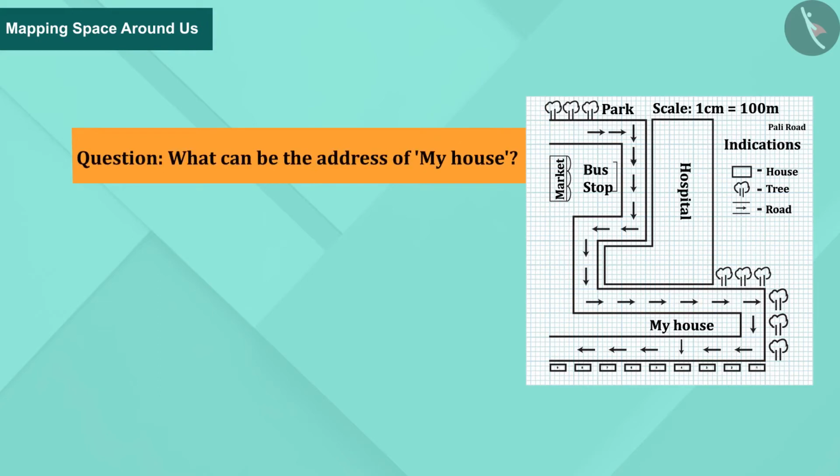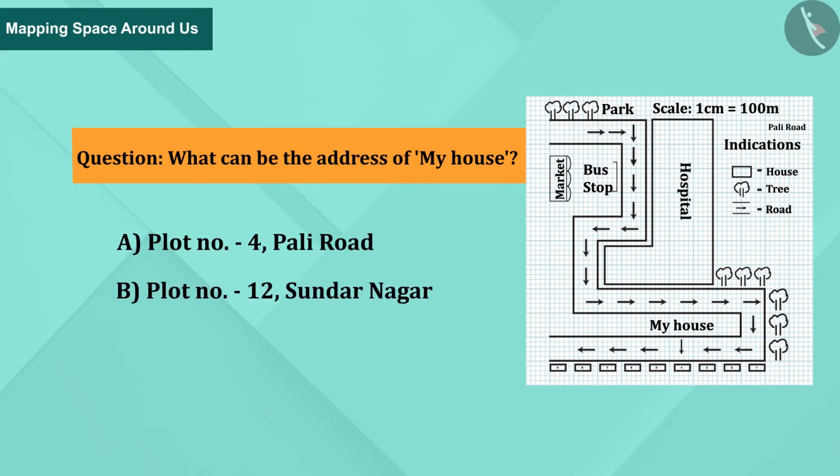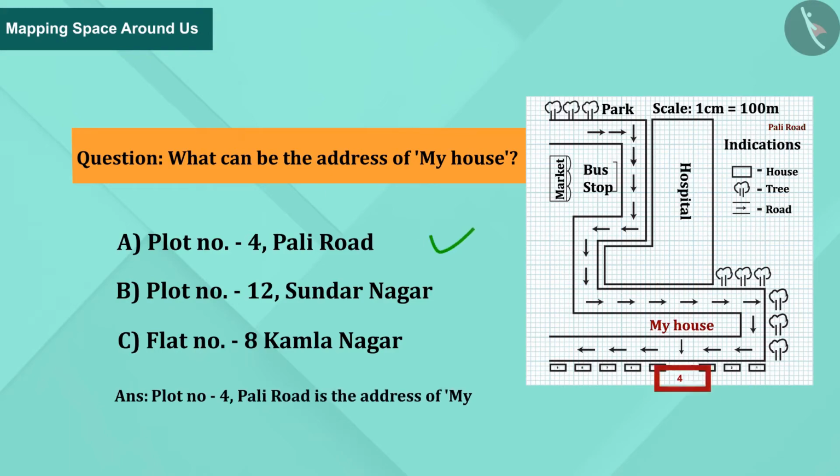What can be the address of my house? A. Plot number 4, Pali Road. B. Plot number 12, Sundarnagar. C. Flat number 8, Kamlanagar. Plot number 4, Pali Road is the address of my house.